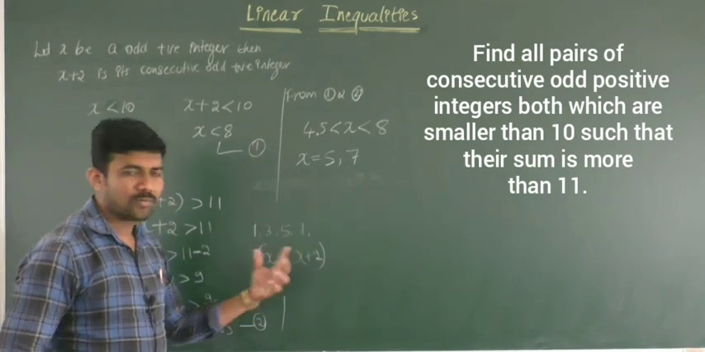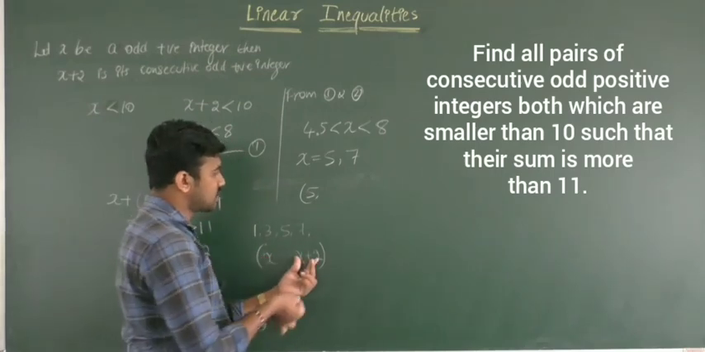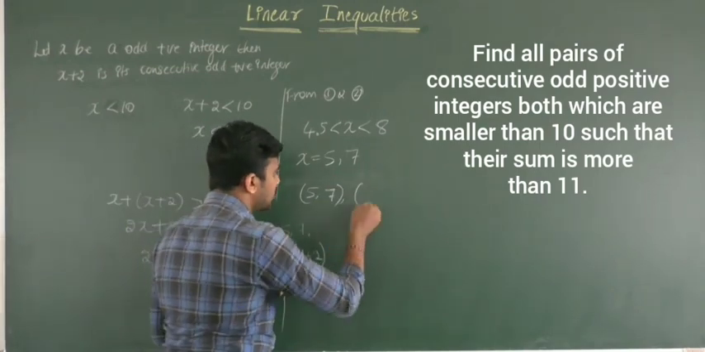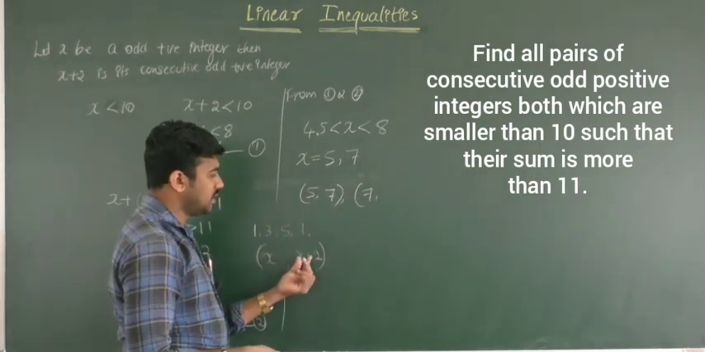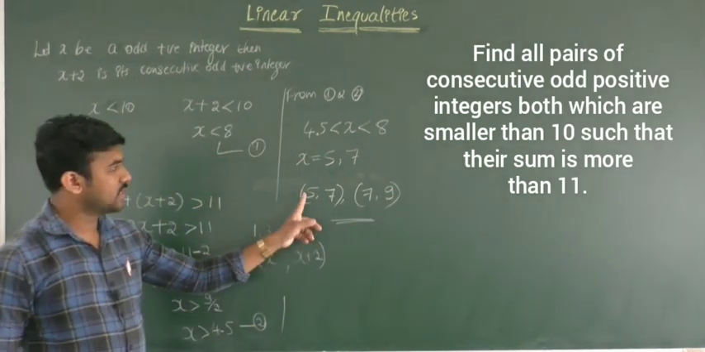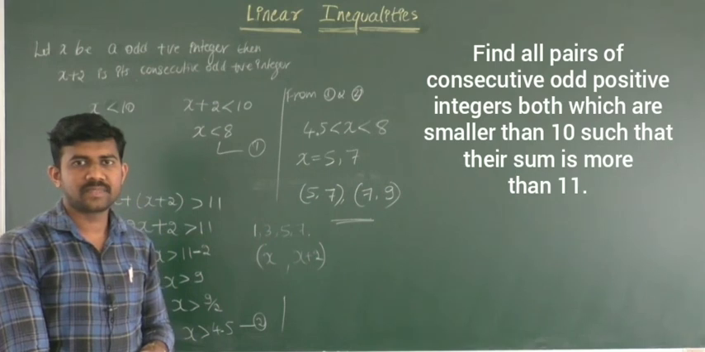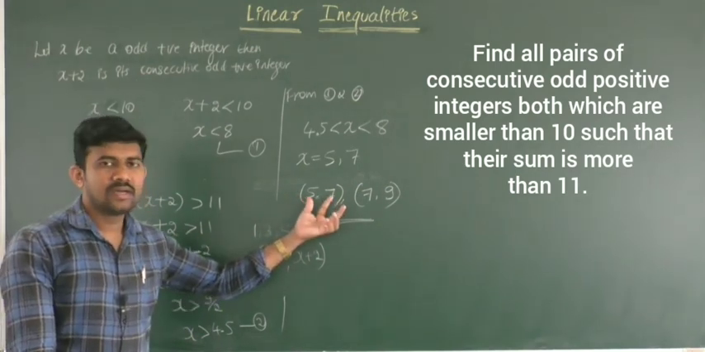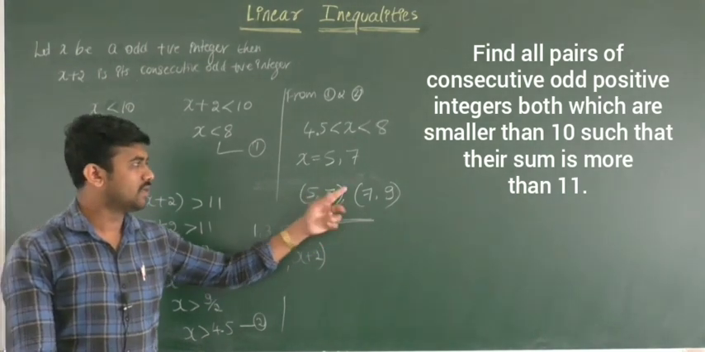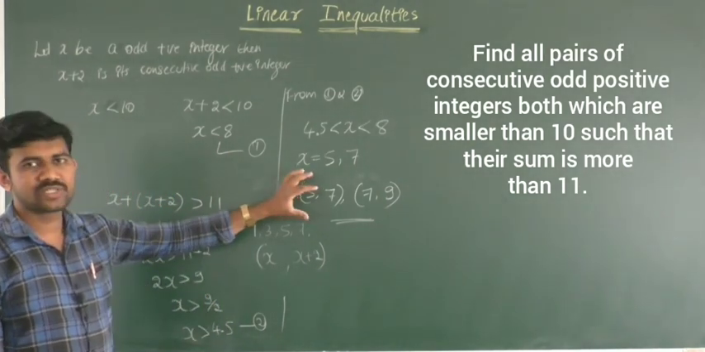Now write the possible pairs. If we take x equal to 5, then x plus 2 is 5 plus 2, that is 7. Similarly, take x equal to 7, then x plus 2 is 7 plus 2, that is 9. Now check whether the numbers are less than 10. Clearly they are. Whether the sum is more than 11: 5 plus 7 is 12, clearly greater than 11. 7 plus 9 is 16, clearly greater than 11. So the condition holds.